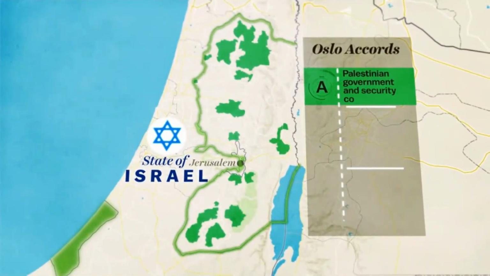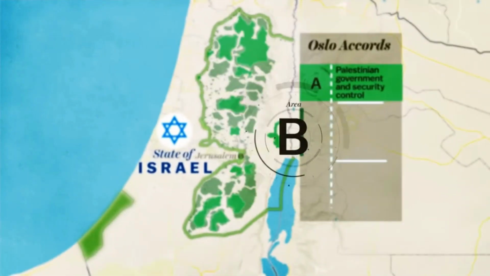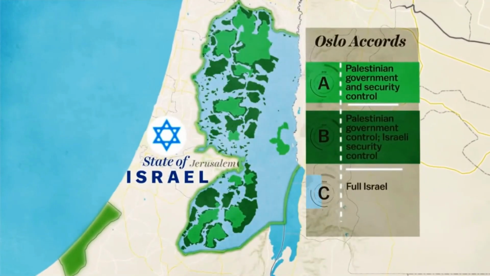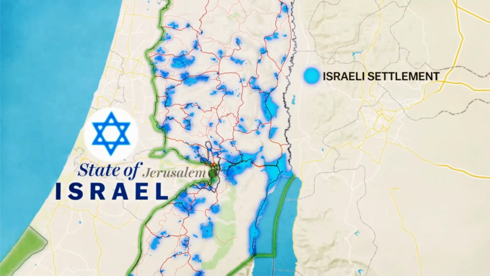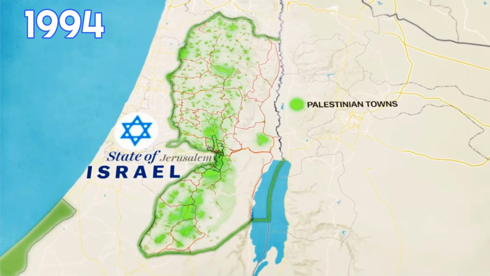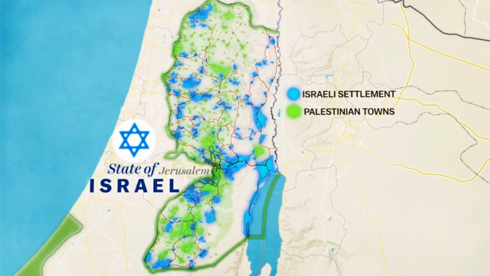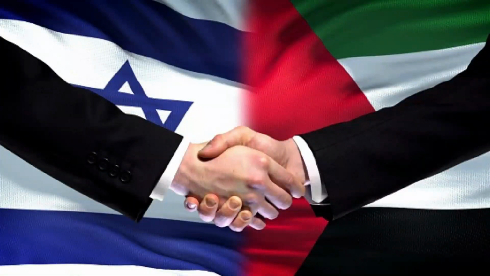Area A would be under the Palestinian government's control. In Area B, both governments would exercise control, and Area C would be under the Israeli government's control. In reality, in 1994, Palestine only obtained some bits and pieces of the West Bank area and the Gaza Strip to form their country. However, the good news is that at that point in time, Israel and Palestine were very close to coming up with a peaceful solution.